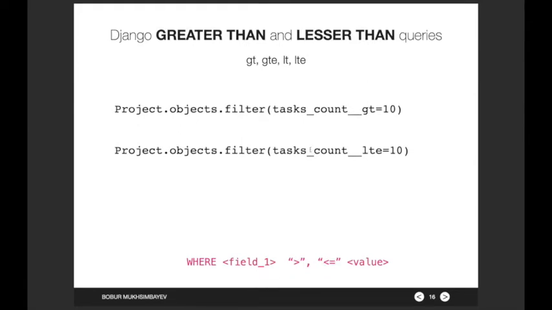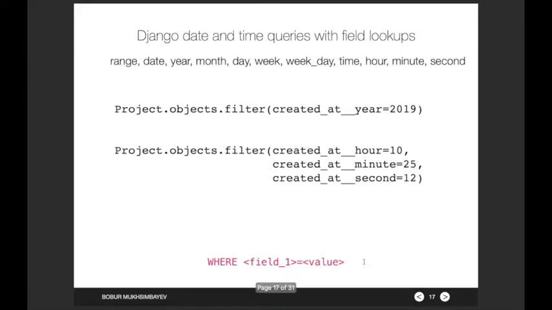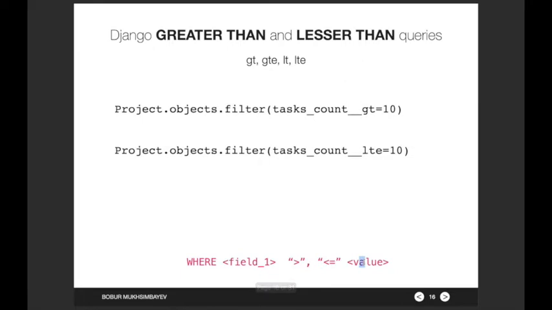Django greater than and less than queries. Here we have greater than, here greater than or equal, less than, less than or equal. And here we have many lookups for this value. It will convert it to this value, in some field more than some value, or less than some value. If it's just equal, it will be an exact value.